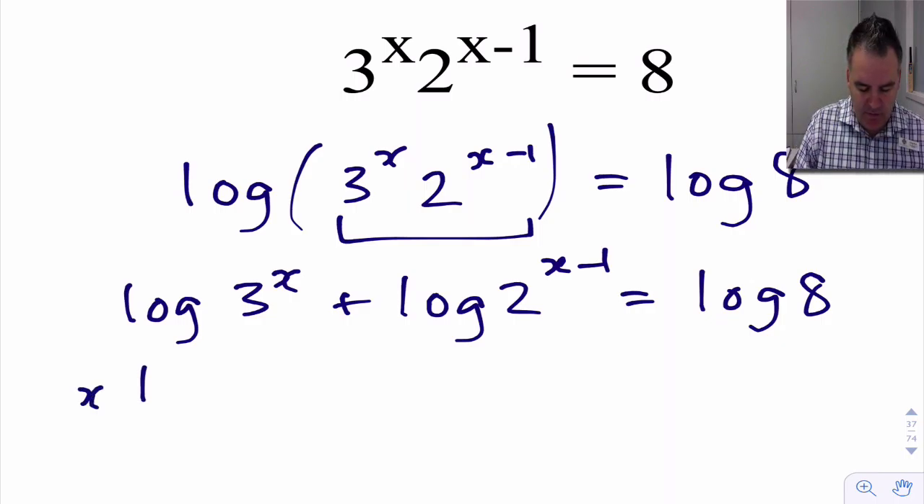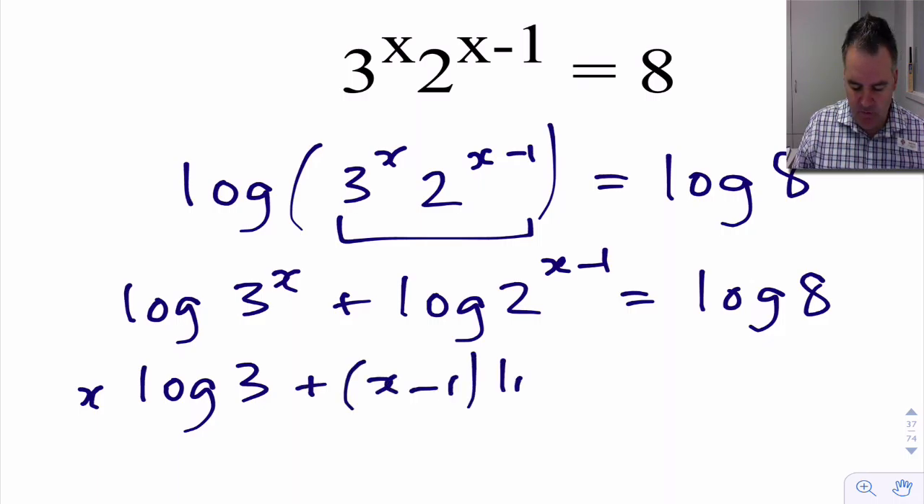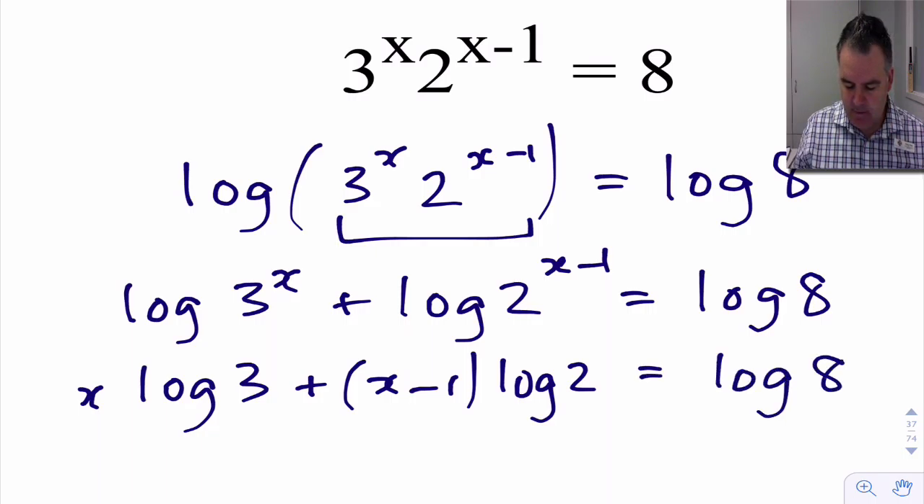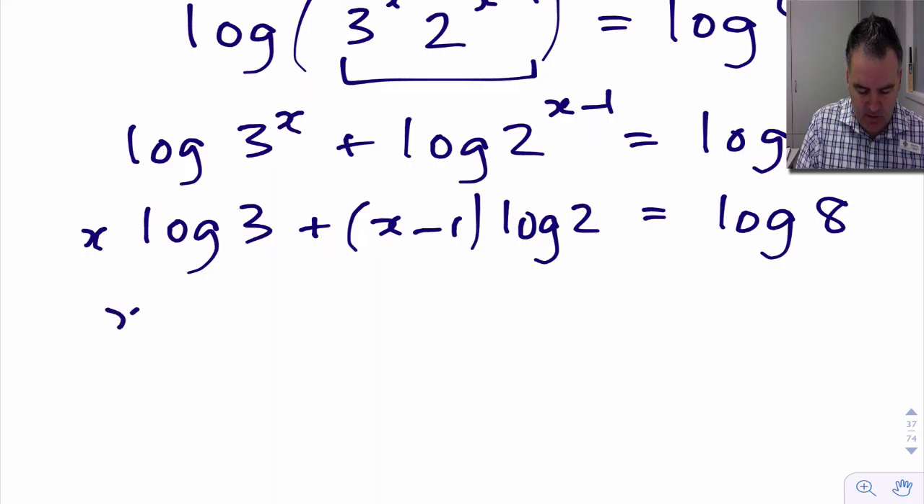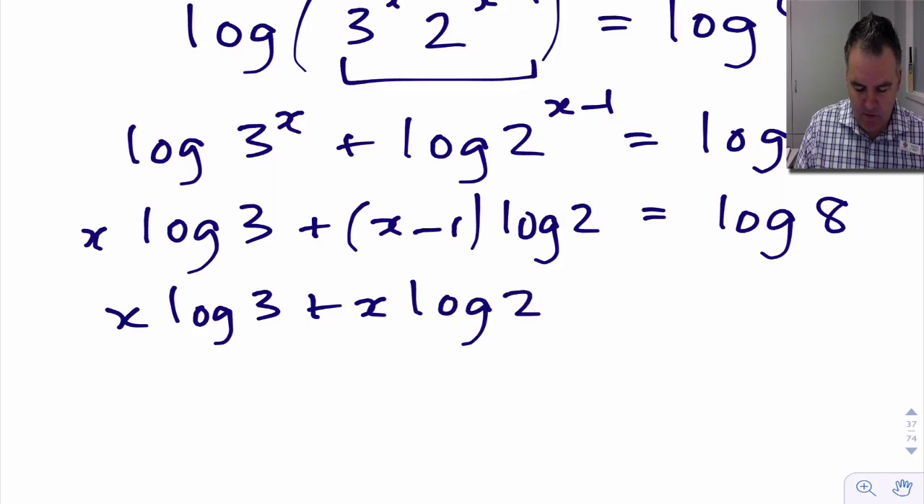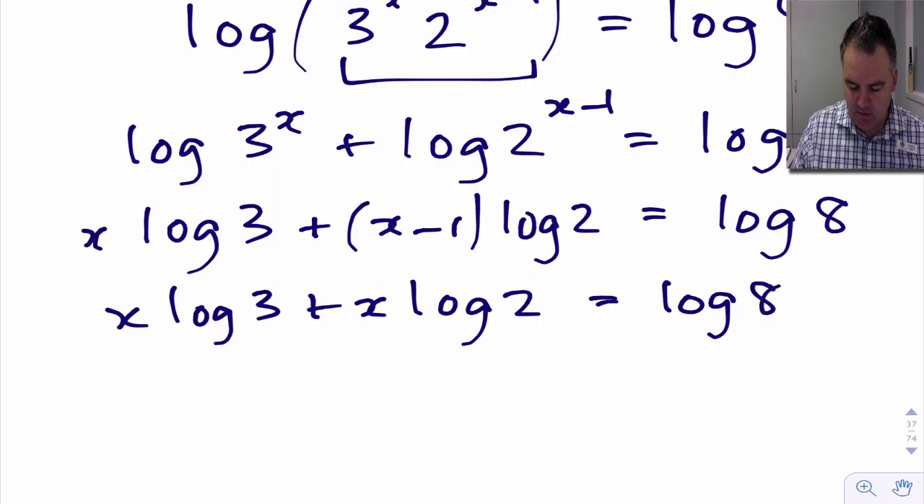Now I'm going to apply that third log rule, where the things that we want to find come down the front, which is extremely handy, as you can see. There we go. Cool. Now I'm just going to do the same thing I did in the last video, get all the x's on one side, all the other stuff without x's on the other side. So I've got x log 3 plus x log 2. When we expand this bracket, we'll get minus log 2. So I'm just going to add that to the other side.